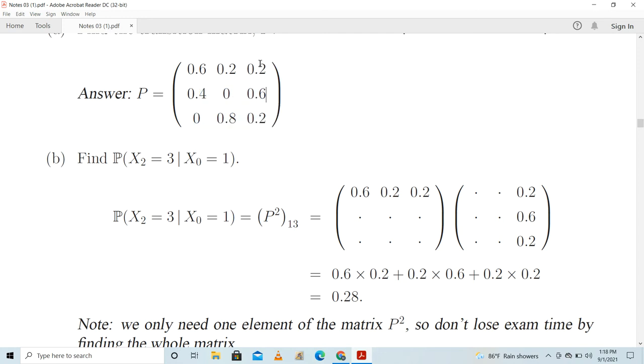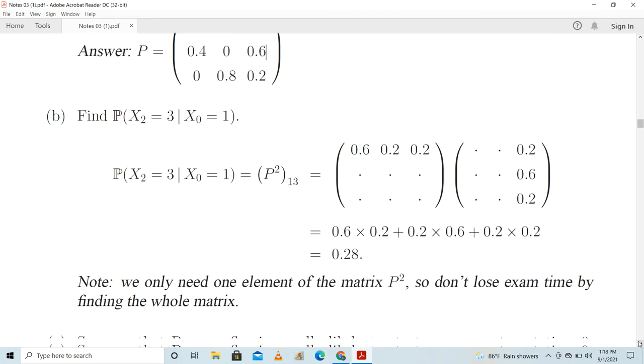Then you can just multiply these values and find the probability. In the exam also, there is no need to find P squared. If I'm asking about only one probability, you can do the calculation like this.